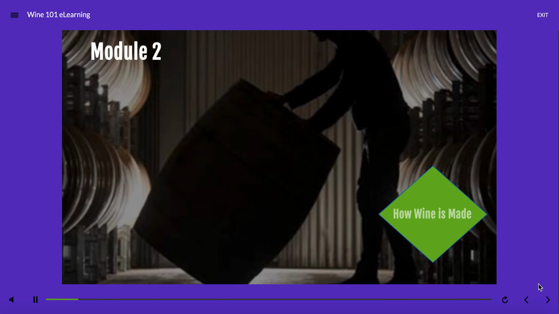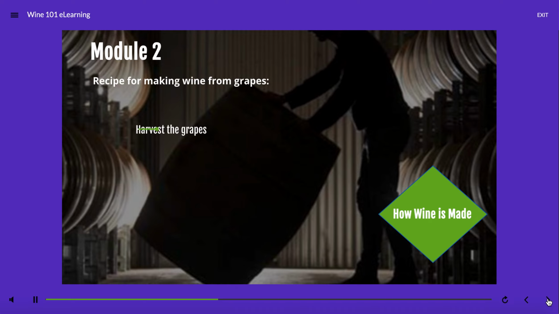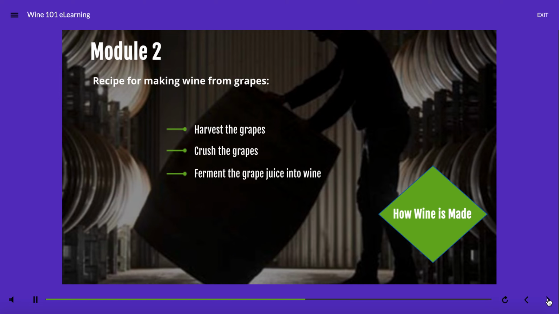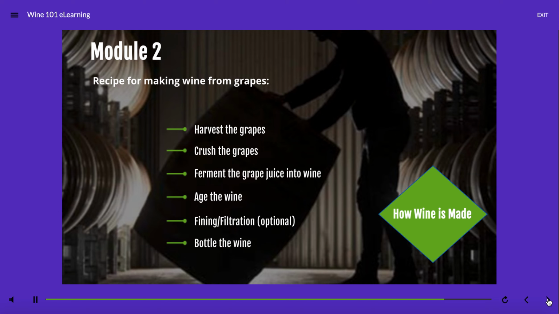Module 2, How Wine is Made. In its most basic form, the recipe for making wine from grapes goes something like this. Harvest the grapes, crush the grapes, ferment the grape juice into wine, age the wine, fining, filtration, and bottle the wine. Let's explore each step in a bit more depth.